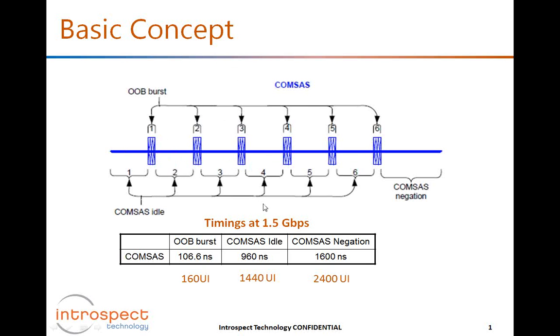So the waveform we will produce today is shown here as a sequence of 6 bursts as in the ComSAS requirement. In terms of timings for today's demo, we will operate at 1.5 gigabits per second. And we will generate out-of-band bursts that last 106.6 nanoseconds and ComSAS idle durations that last 960 nanoseconds, and then a negation period that's programmable up to 1,600 nanoseconds. So if we do the math at 1.5 gigabits per second, these time durations correspond to 160 unit intervals for the burst itself, 1,440 unit intervals for the idle sequence between bursts, and then 2,400 unit intervals for the negation period at the end.